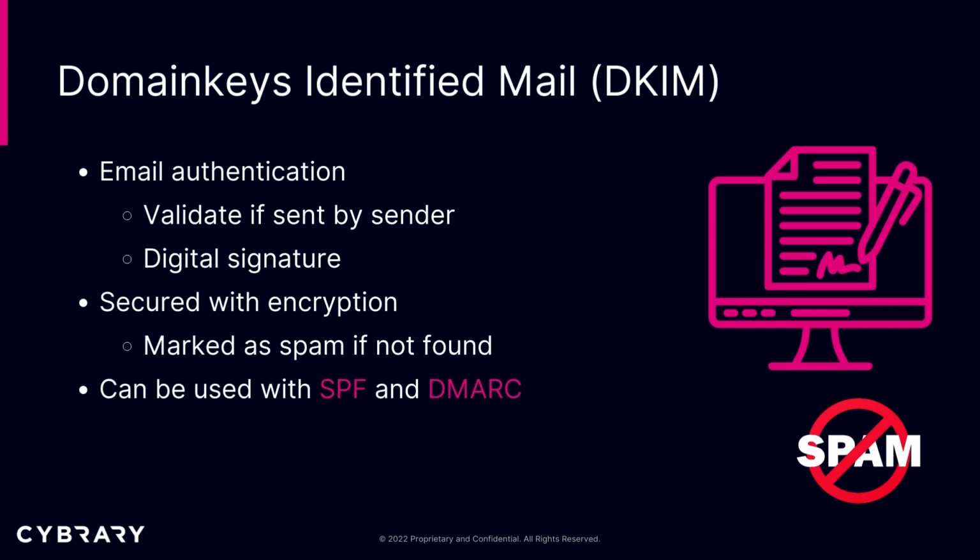Another record that you will come across is DomainKeys Identified Mail. So basically, this is an email authentication type record. It validates if it was sent by the sender, but it's a little bit more robust and it uses a digital signature, and also it's secured with encryption. So if the email is not found to be sent from you, it will be marked as spam. Now, this can be used with the SPF records and with DMARC, which we're going to talk about here in a little bit. So again, this is another step in spam prevention.